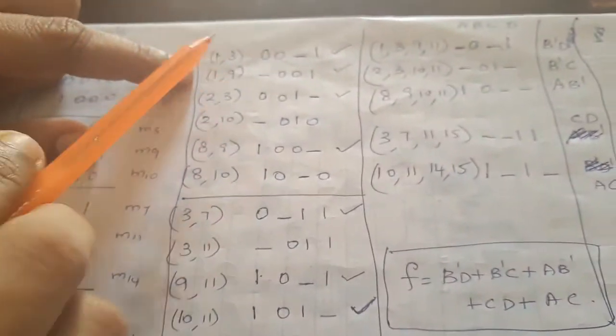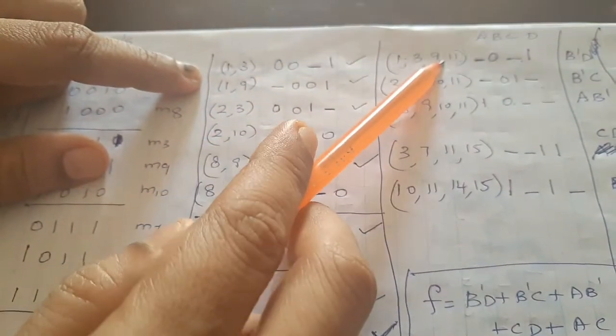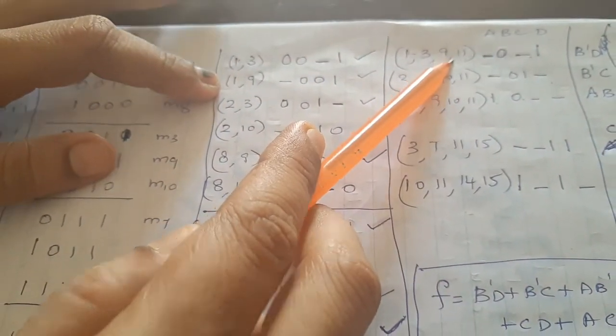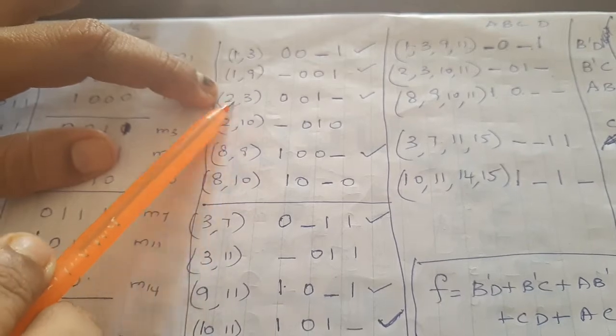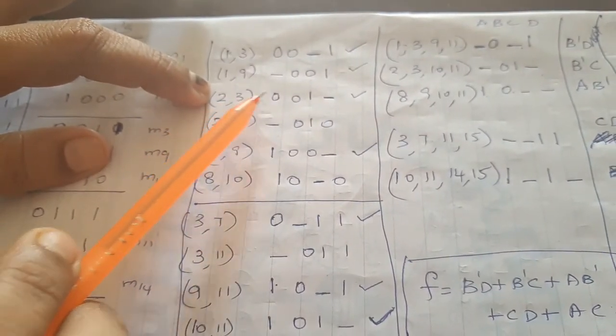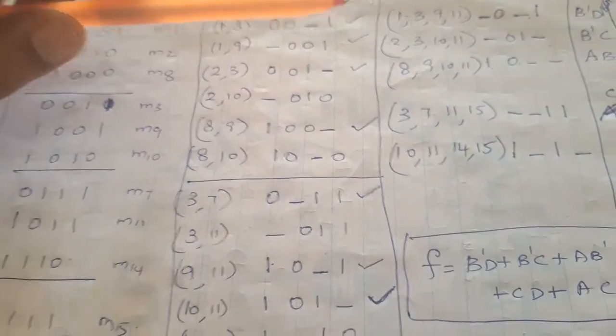Now again take the second one. 1 is over, 3 is over. 1 comma 9 already it is here. So that is also over. Then you have 2 comma 3. Okay, 2 comma 3. Last bit is the position.